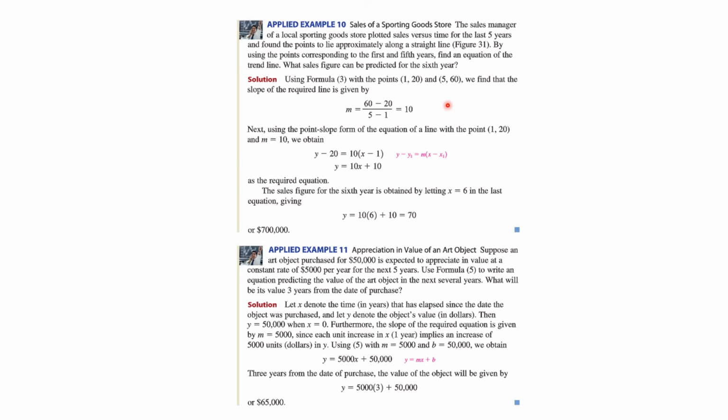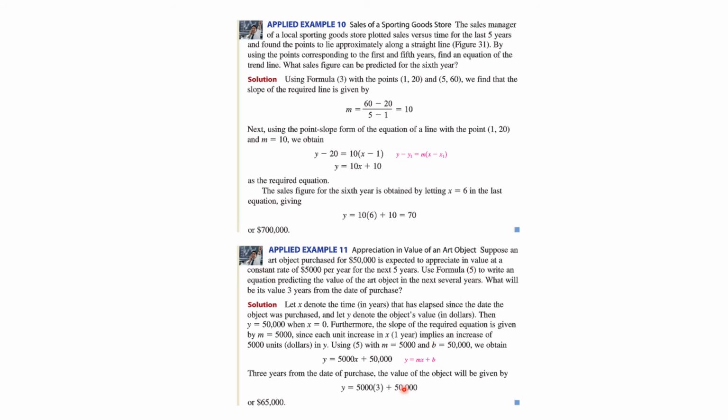So in number 10, you find that the slope is 10, and you use the point that we have of 1 and 20. So y minus 20 is equal to 10 times x minus 1, and so we get y is equal to 10x plus 10. And so we'll substitute x equals 6, plug it in, and we'll get 70. Now we have to pay attention to what the problem told us, and so 70 is going to correspond to each unit being 10,000, so that is 700,000.